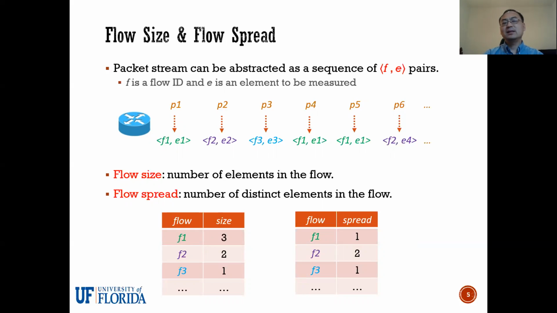Now in reality, there are flows that have millions of distinct elements, distinct destination addresses for example, or even billions of distinct elements. In that case, it takes a lot of memory to remember what you have seen, right? So it can be very costly for flow spread measurement.